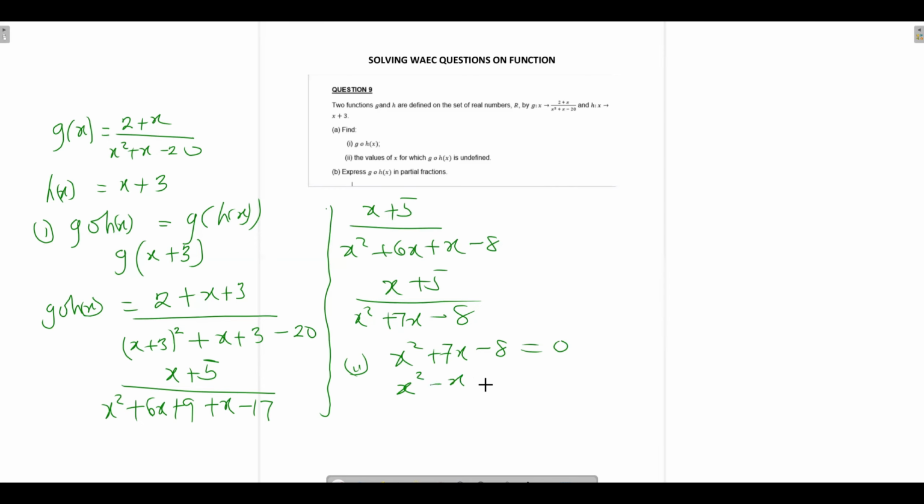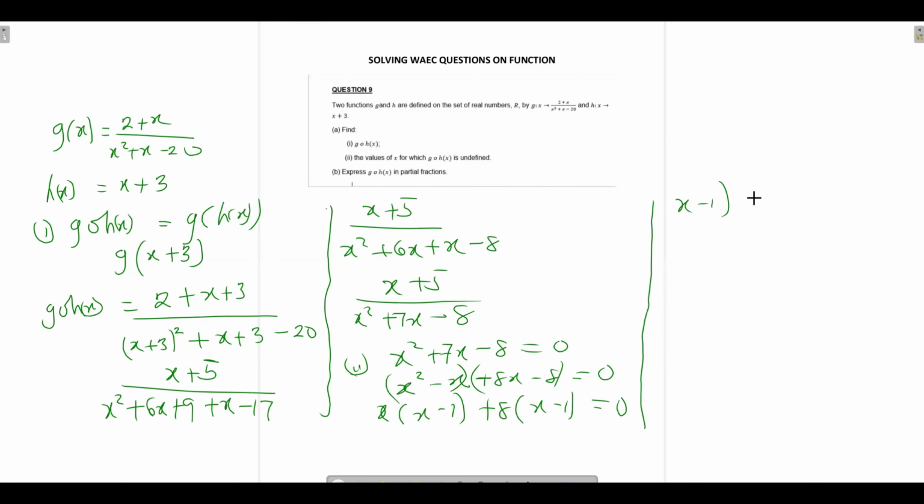So x squared minus x plus 8x minus 8 equals 0. If you now factor, we have x in the bracket x minus 1 plus 8 in the bracket x minus 1 equals 0. So x minus 1, x plus 8 equals 0. That means my x will be 1 or minus 8. The next part there is the partial fraction, and that one is not under the function we are dealing with. So we can move to the next question.